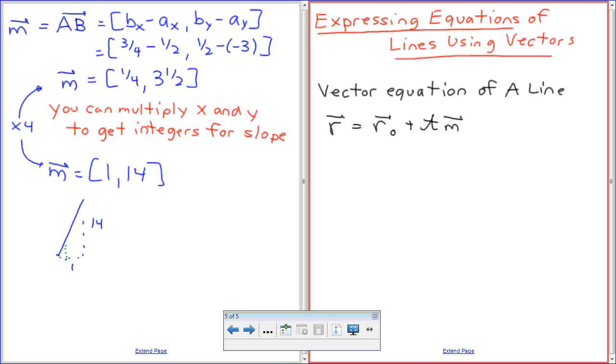Where, is that a zero? Yeah, R naught, R0 or R naught, okay? So we're going to say where M is equal to (a, b), R0 is equal to (x naught, y naught), and R is equal to (x, y). Stay with me here.